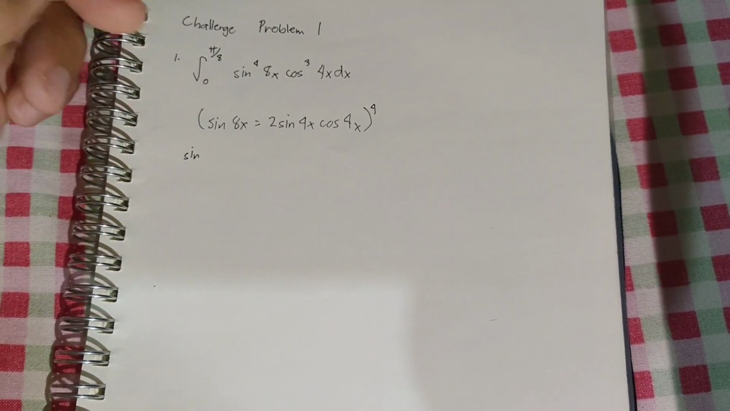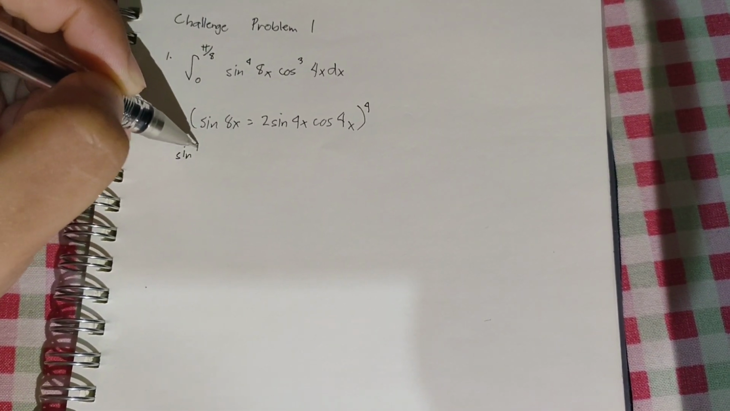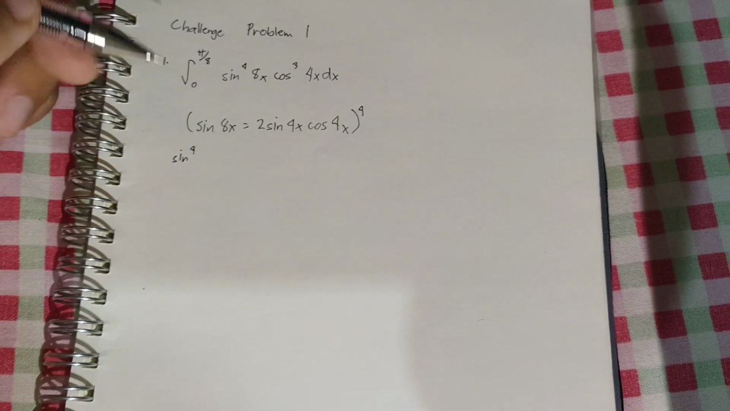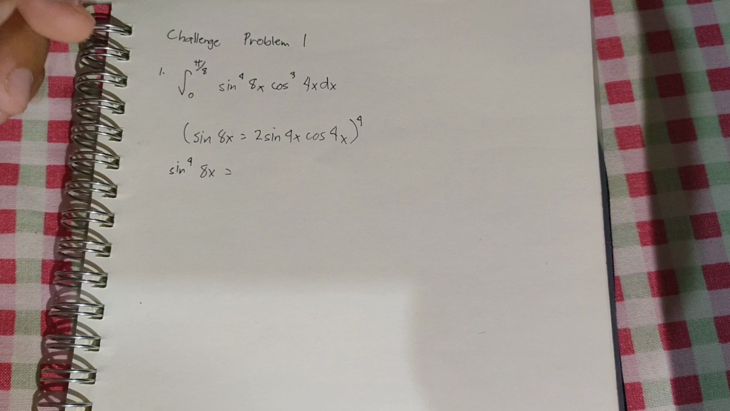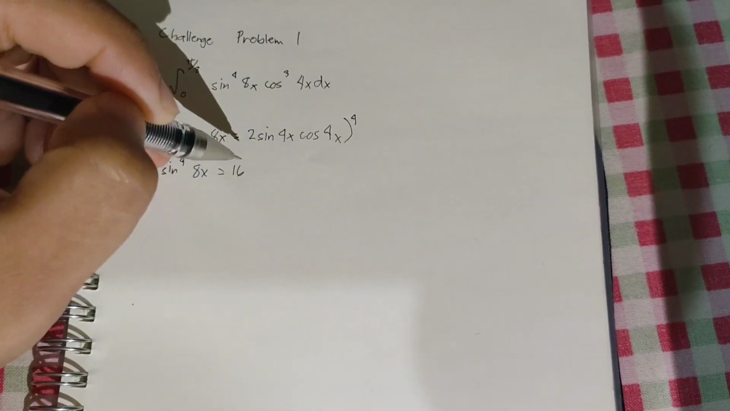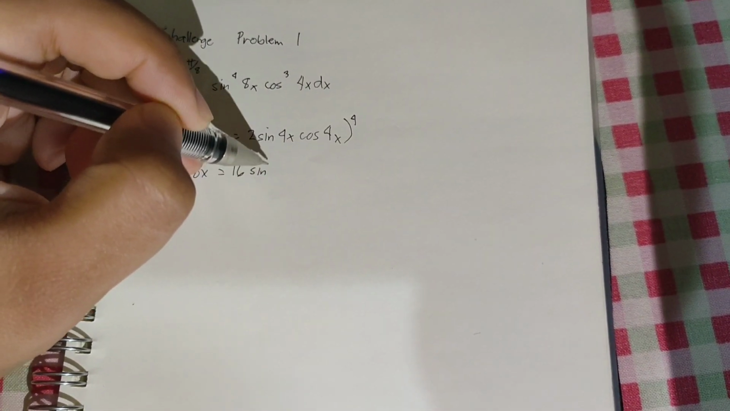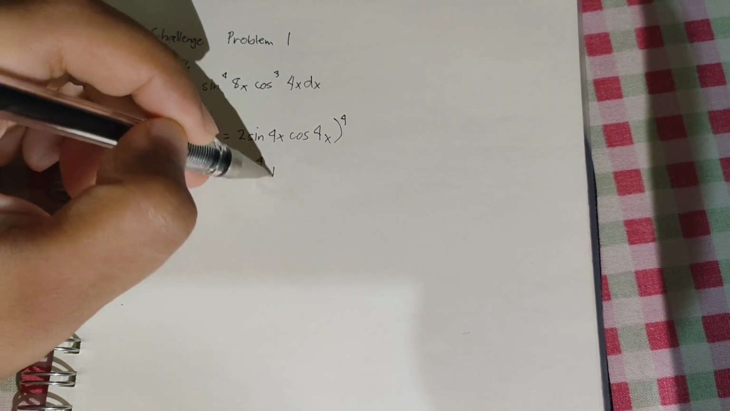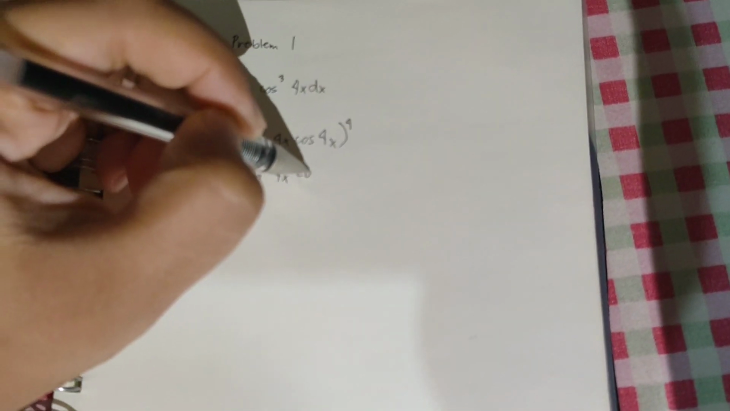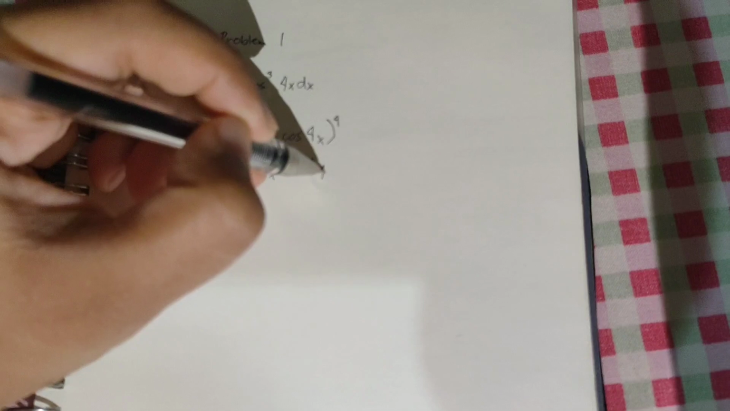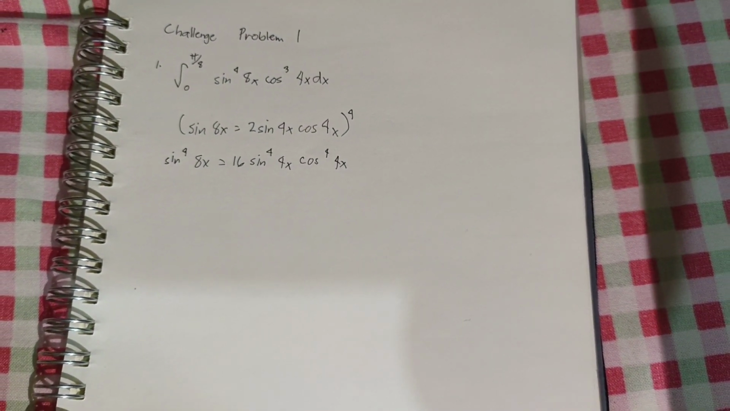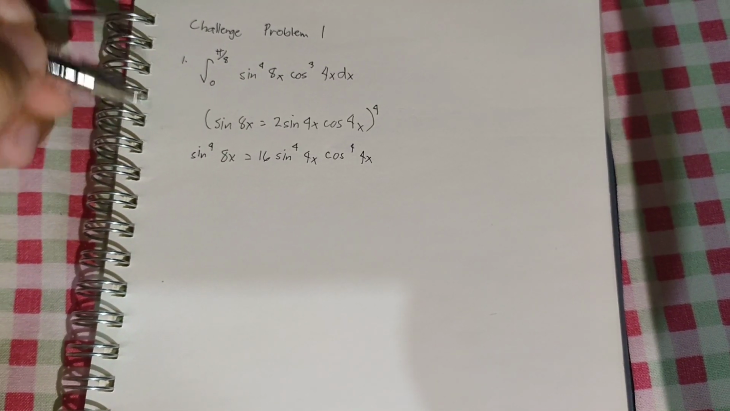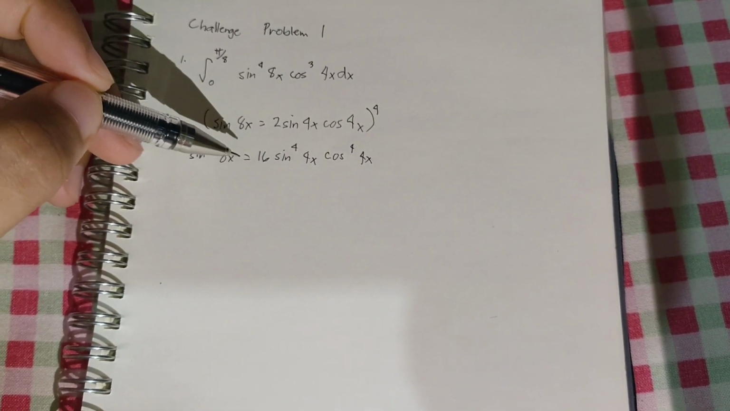To square this, the answer is 4 raised to sine raised to 4 8x. 2 raised to 4 is 16 sine raised to 4 4x cos raised to 4 4x. So that's it. This is now our new transformation.